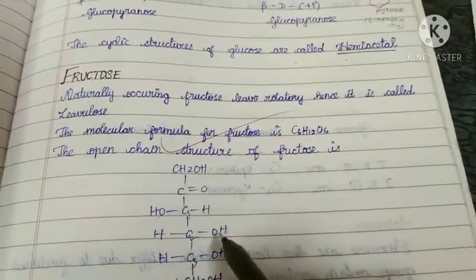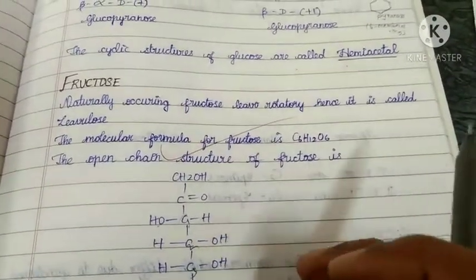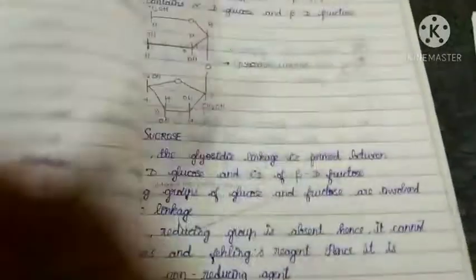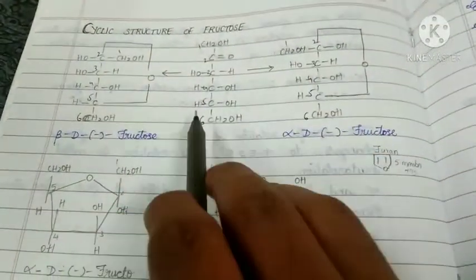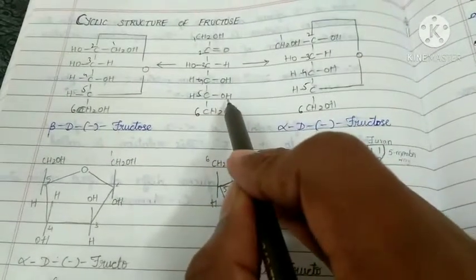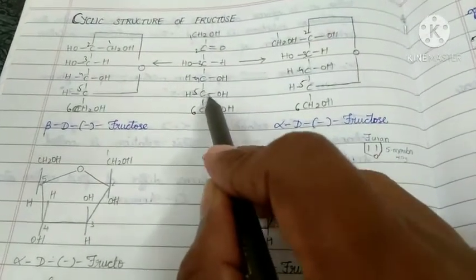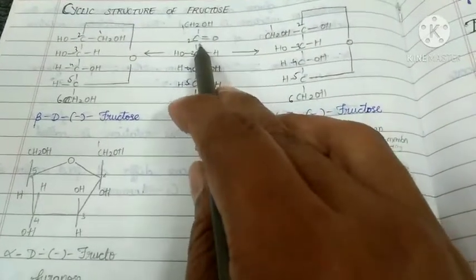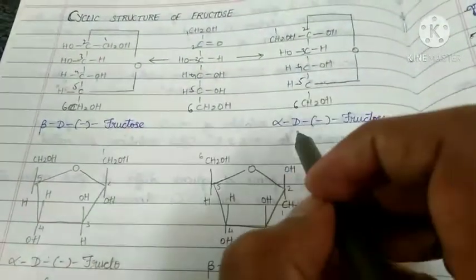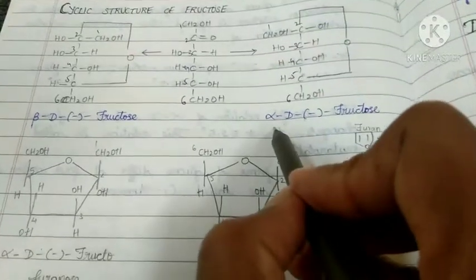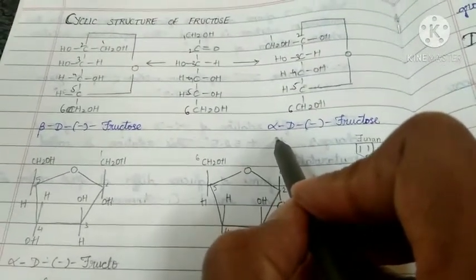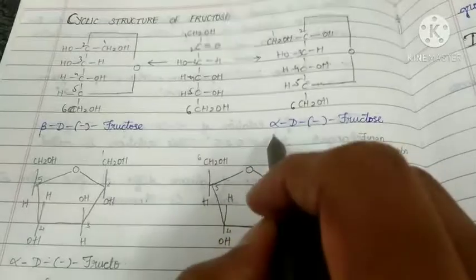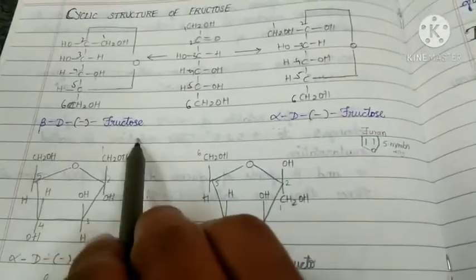This open chain structure of fructose also does not obey some properties, like glucose. So it also has cyclic structures. Those cyclic structures are like this. These are obtained by addition of the hydrogen of the hydroxyl group of the fifth carbon to the second carbon, because here the functional group is present at the second carbon. Then we get two cyclic structures, alpha D fructose and beta D fructose.